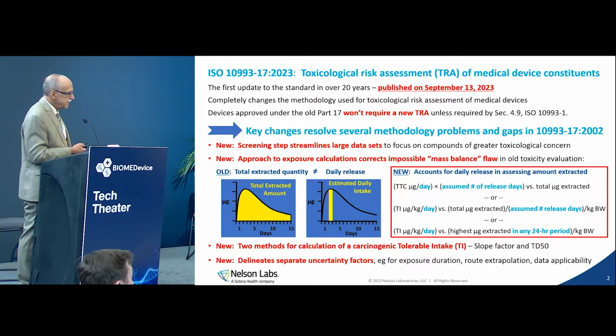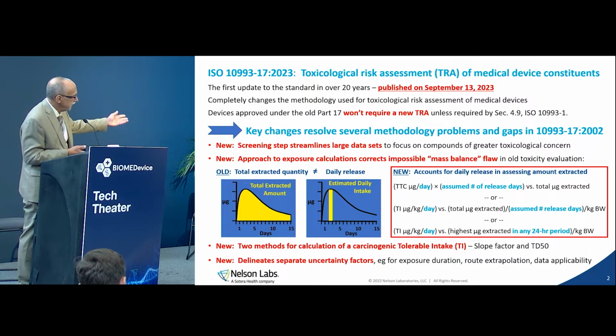The key changes, as I go through this so you don't get lost: it resolves several methodology problems and gaps that were in the old standard from 2002. Basically, one of them is a screening step to streamline large data sets to focus on compounds of greater toxicological concern. Another is the approach to the exposure calculation, what the patient sees, to correct an implausible mass balance flaw in the old toxicity evaluation.